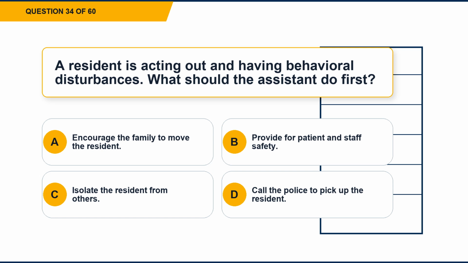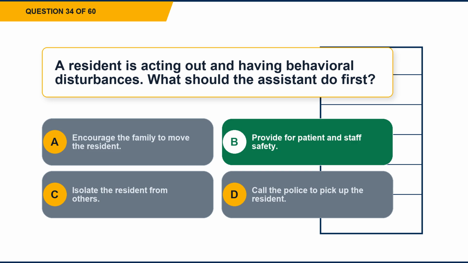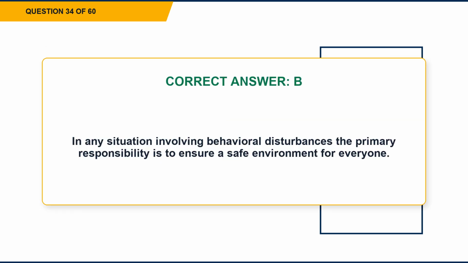Question 34. A resident is acting out and having behavioral disturbances. What should the assistant do first? Option A. Encourage the family to move the resident. Option B. Provide for patient and staff safety. Option C. Isolate the resident from others. Option D. Call the police to pick up the resident. The correct answer is option B. Provide for patient and staff safety. Explanation. In any situation involving behavioral disturbances, the primary responsibility is to ensure a safe environment for everyone.